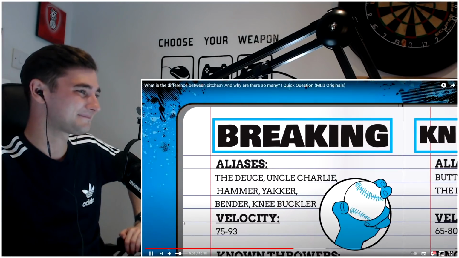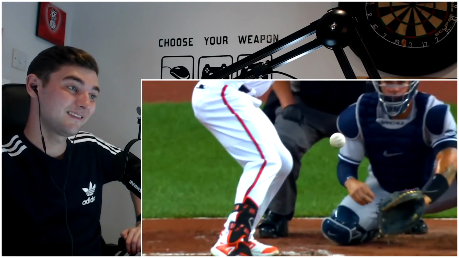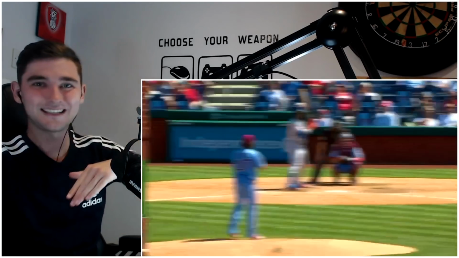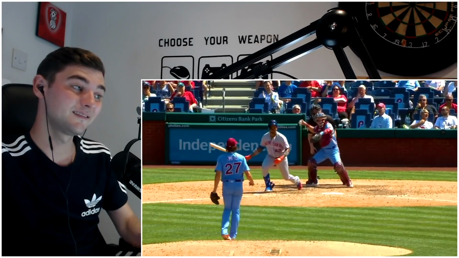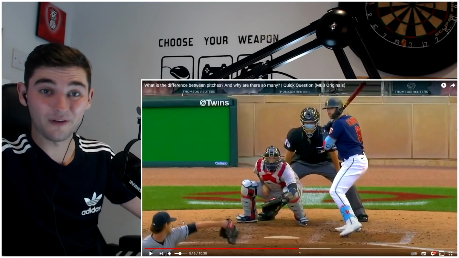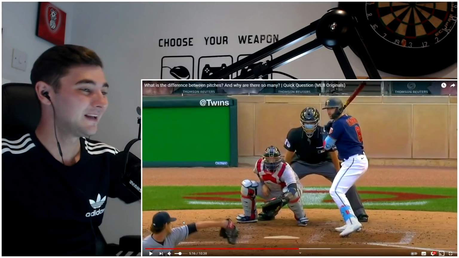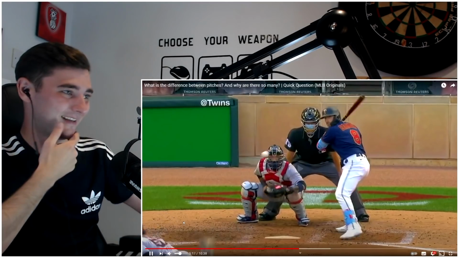Uncle Charlie, the bender, the hammer, aka the breaking ball. That curveball. Breaking ball is any pitch that primarily relies on movement to deceive the batter. Okay, I was assuming breaking was going down, but I heard curveball in there, so I'm right on one front. Let's go. And it just curves away. Just breaking is movement. I like that. I'm learning. Like a curveball.